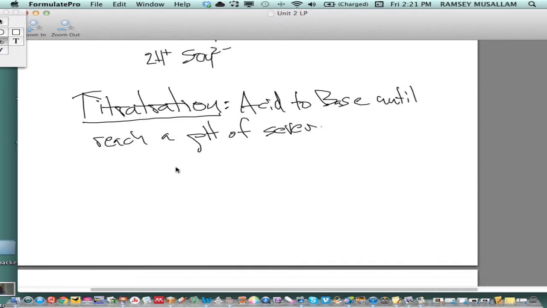Okay, and oftentimes there are some indicators that are used to see if you've reached the endpoint, and I'm just going to leave it at that because I don't really think it's that important. But the lab setup looks something like this. You have what's called a burette.